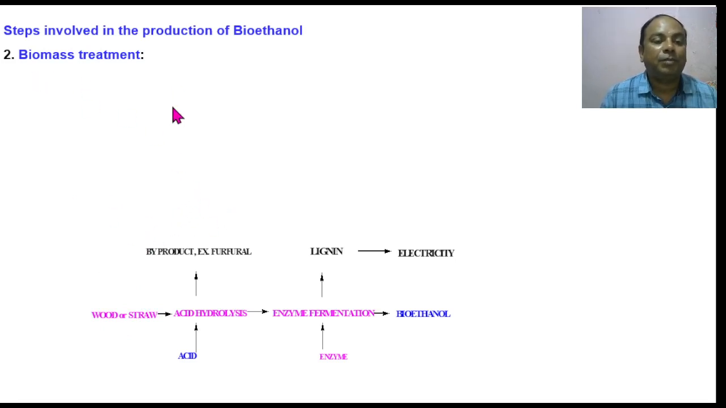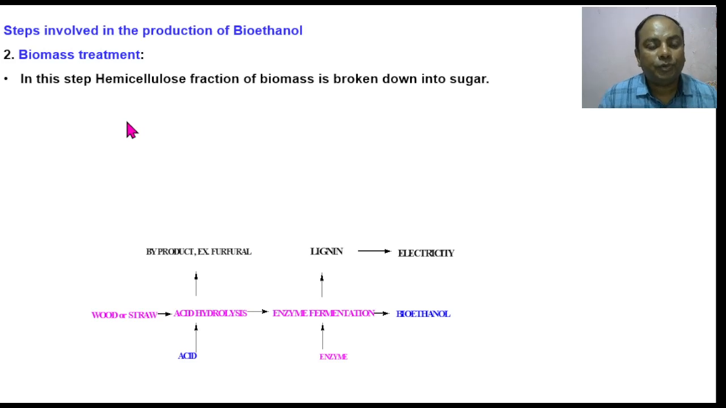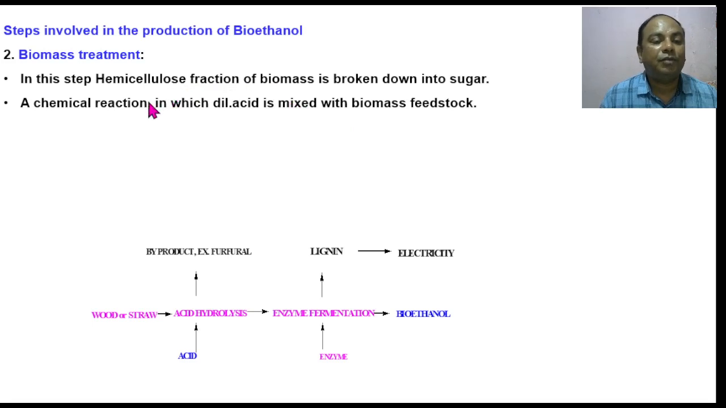The next one is the biomass treatment. What raw material have we seen? Biomass. Biomass is composed of three different constituents: cellulose, hemicellulose, and lignin. Here the hemicellulose is the first constituent that must be treated. Hemicellulose is broken down into the simplest sugar, that is, 5 carbon sugar. For that, we carry out the acid hydrolysis process. Hemicellulose is treated with dilute acid.